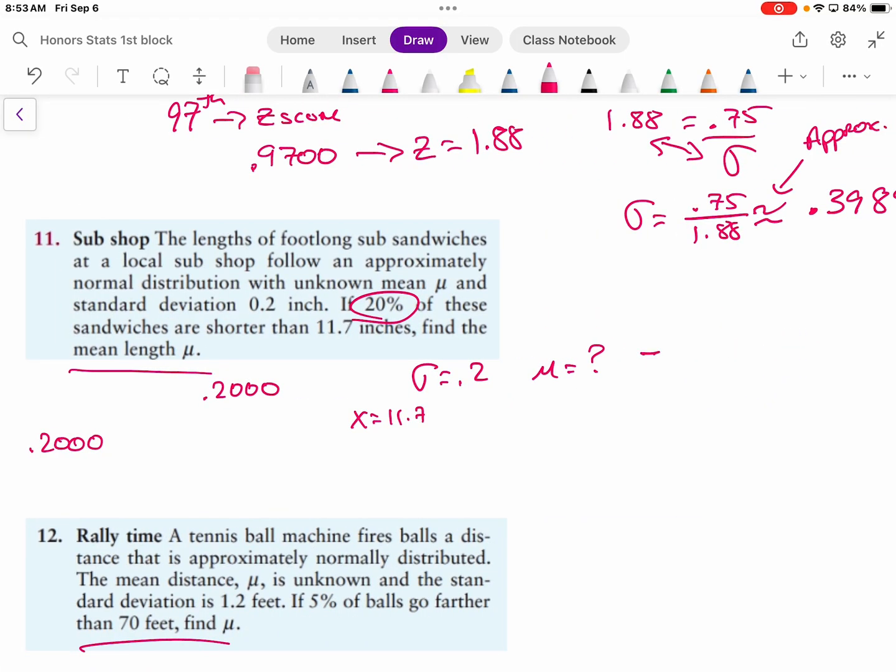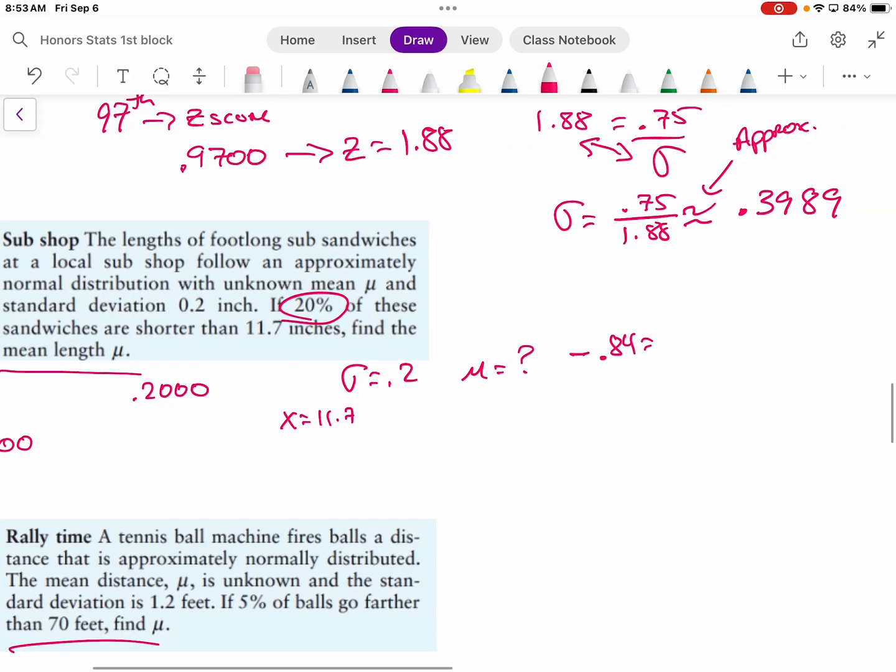So negative 0.84 is equal to 11.7 minus my mean divided by my standard deviation of 0.2. Now, does it make sense? Should we have a negative z-score? Yeah, because you guys told me we had less than 20%. This also indicates that my mean should be what when we get done, comparative to that 11.7? Gee, it should be higher, it should be bigger. If I'm getting a negative z-score, then I should have a mean that's bigger than 11.7.